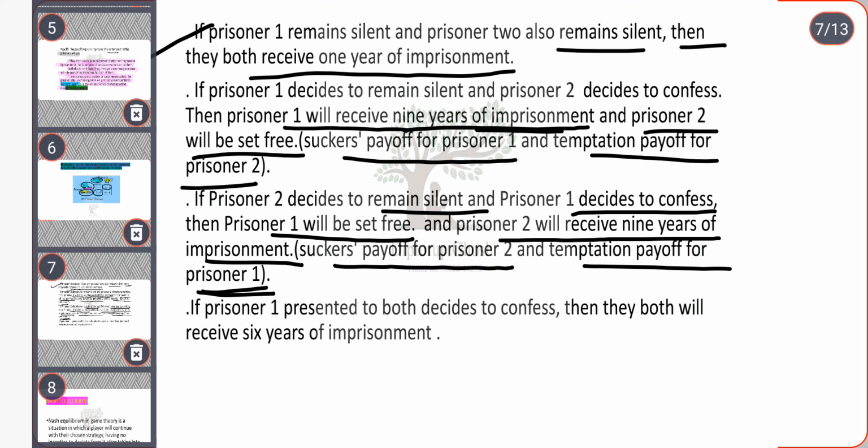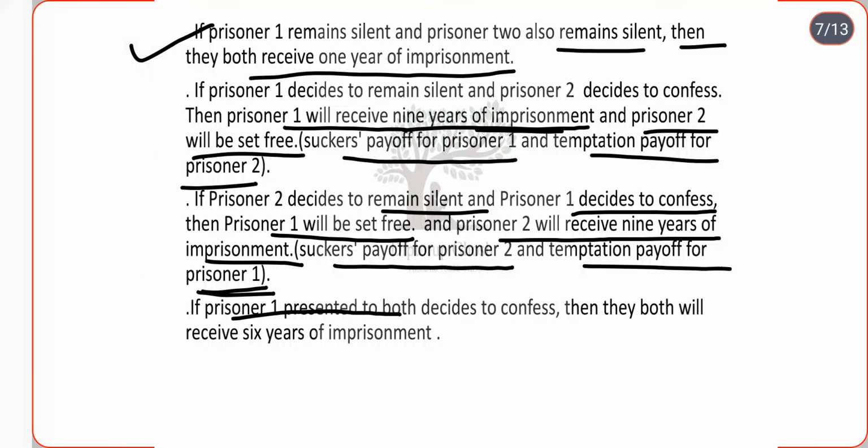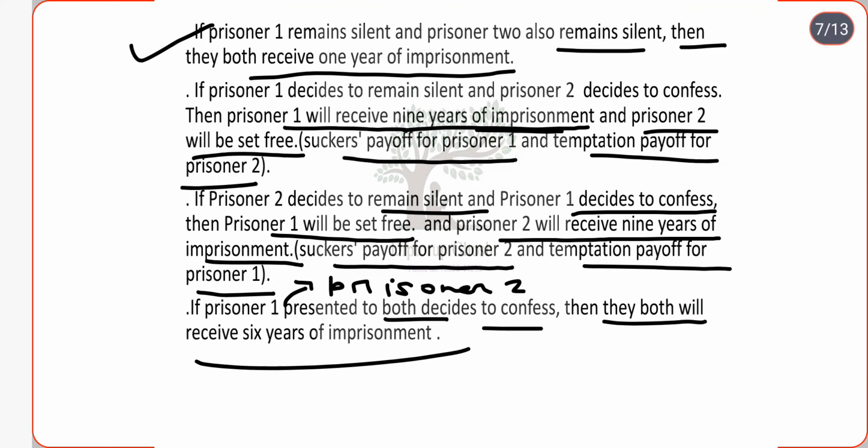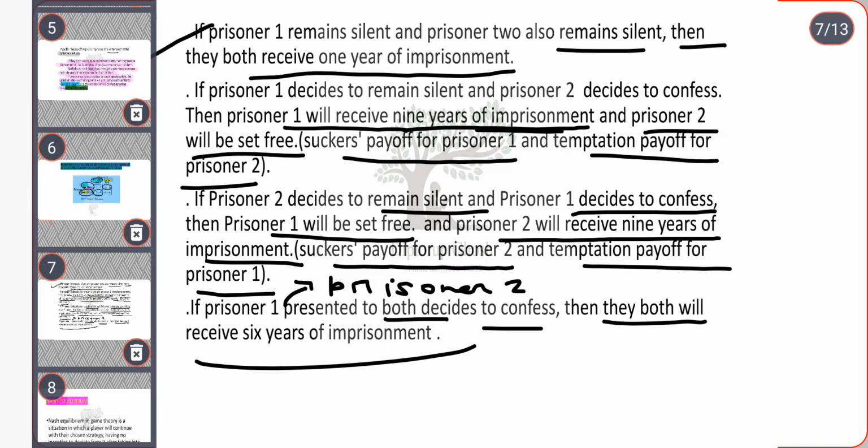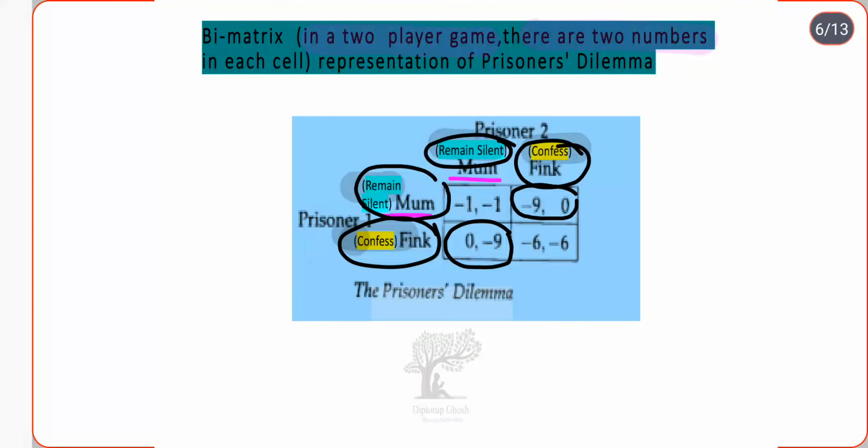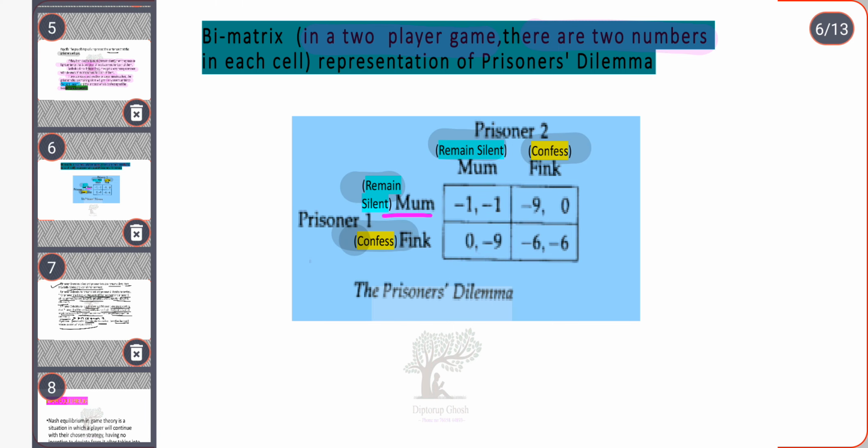And the last case: if prisoner 1 and prisoner 2 both decide to confess, then they will each receive 6 years of imprisonment. As you can see, if both decide to confess, then this is our payoff. So they will both be receiving 6 years of imprisonment.